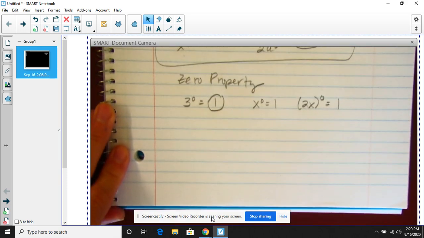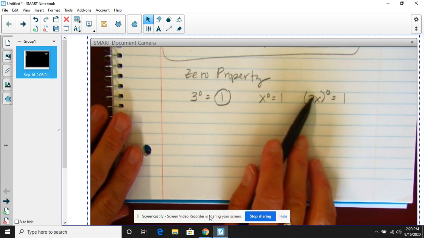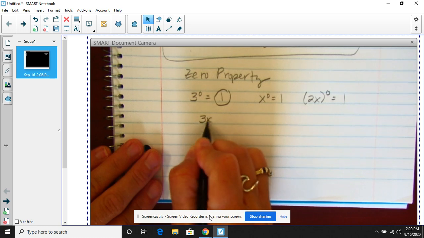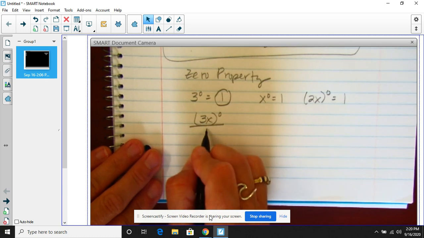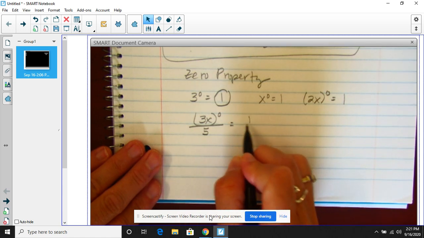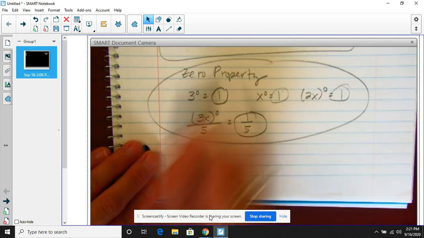So let's continue. Zero property: anything to the zero property is 1. If it's all in parentheses, it is 1. Let's say you have 3x to the 0 power over 5. Then everything in the numerator right here equals 1. This is just equal to 1/5. Okay? And that's your zero property.